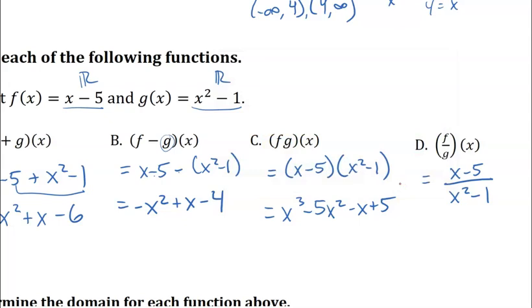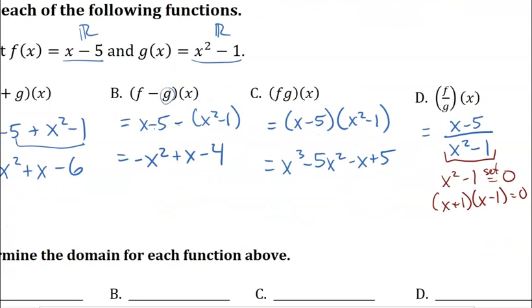As it is, remember the original functions did not have domain restrictions, but now that this is in the denominator, it can't be equal to 0. So I'm going to solve x squared minus 1. I'm going to set this equal to 0 and figure out what x cannot be. Now, I can do this a couple of ways. I can factor it, x plus 1 times x minus 1, and get x equals 1 and negative 1.